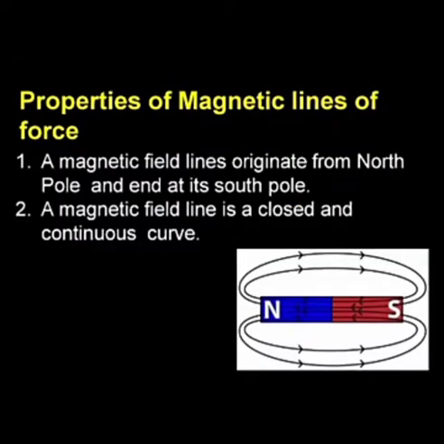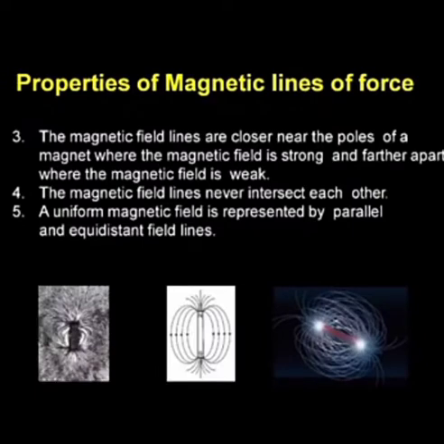And what are the properties of the magnetic field lines of force? Magnetic field lines originate from the north pole and end at the south pole. A magnetic field line is a closed and continuous curve. The magnetic field lines are closer near the poles of the magnet, where the magnetic field is strong, and further apart where the magnetic field is weak. The magnetic field lines never intersect each other. A uniform magnetic field is represented by parallel equidistant field lines.